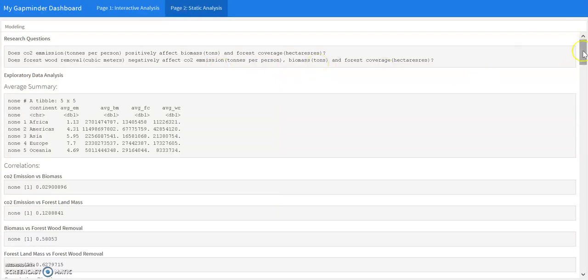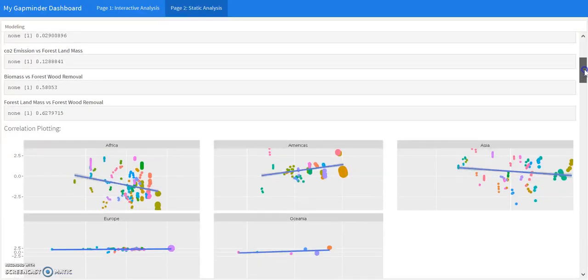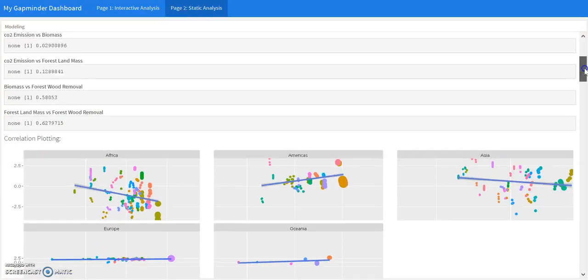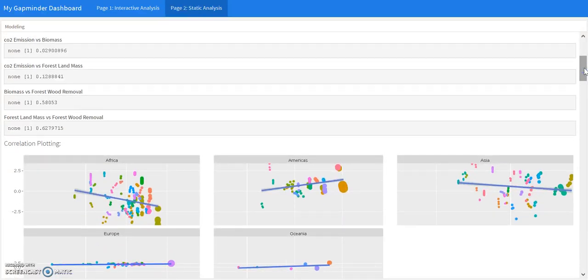Now, going down to correlation values, we have, with our first one, emission versus biomass. With this, we have 0.02, fairly low, well, really low, and actually a lot lower than we expected, considering emissions and carbon dioxide highly affects biomass in general. But this, again, is human emission, not just total atmospheric composition, so I guess that kind of makes sense.